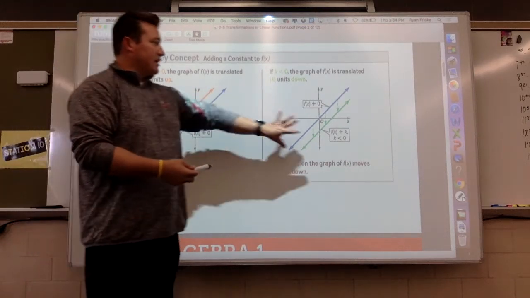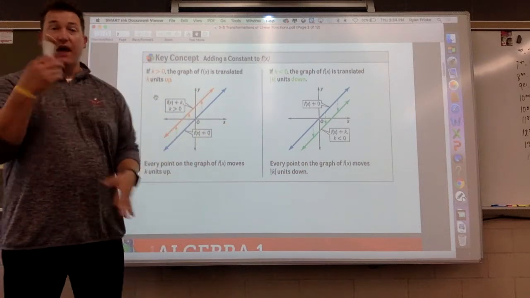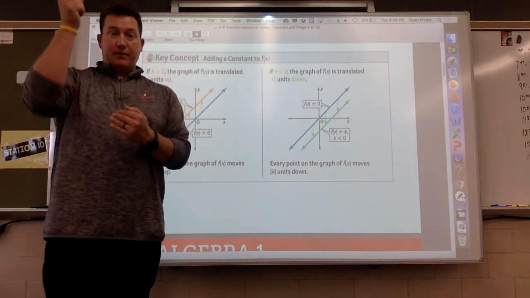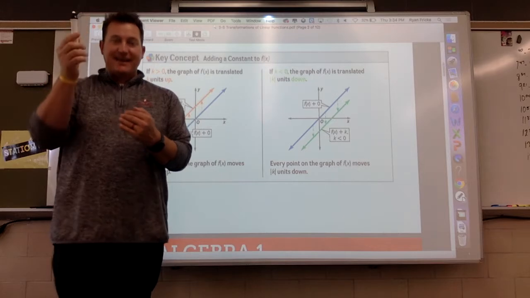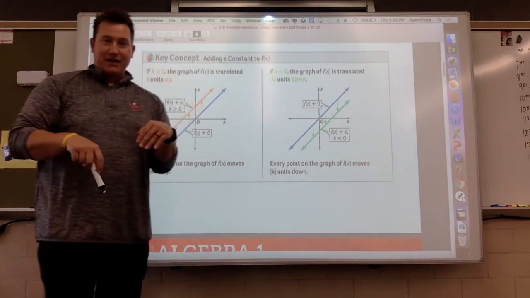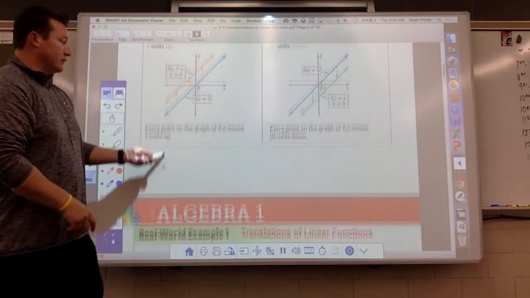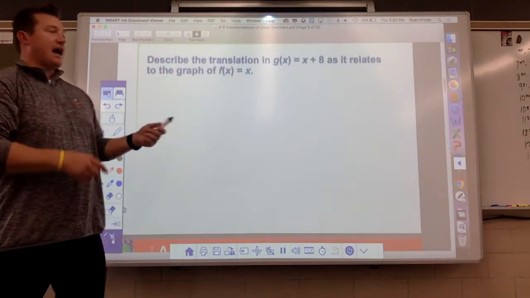So again, if we add a number to the end of a function, whatever that number is, positive, it goes up that many units. Negative, it will go down that many units. Beautiful. So let's take a look at how this works.